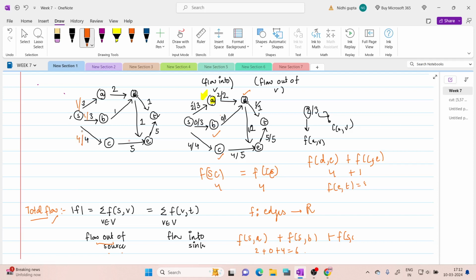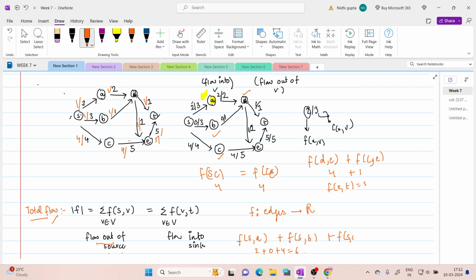Similarly, A to D is 1. B to D is 1. C to E is 4. And E to T is 5. D to T is 1. And D to E is also 1.